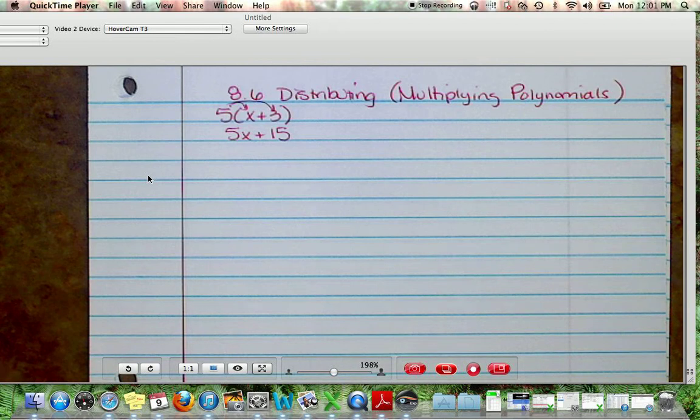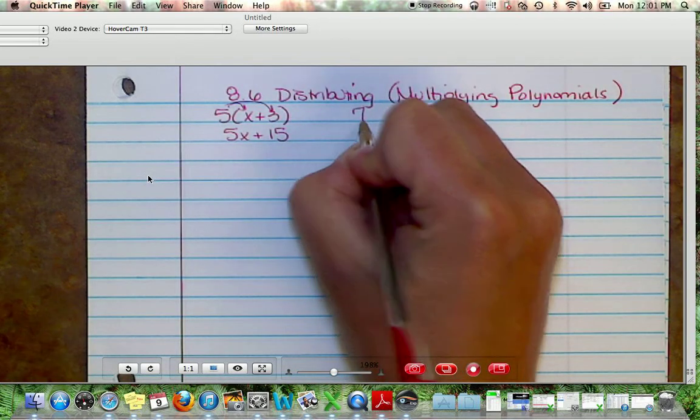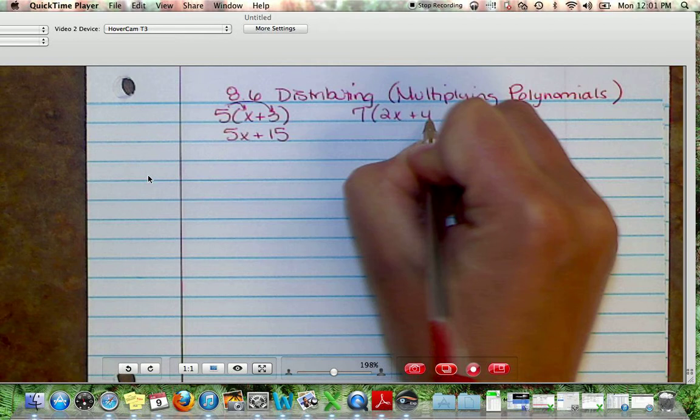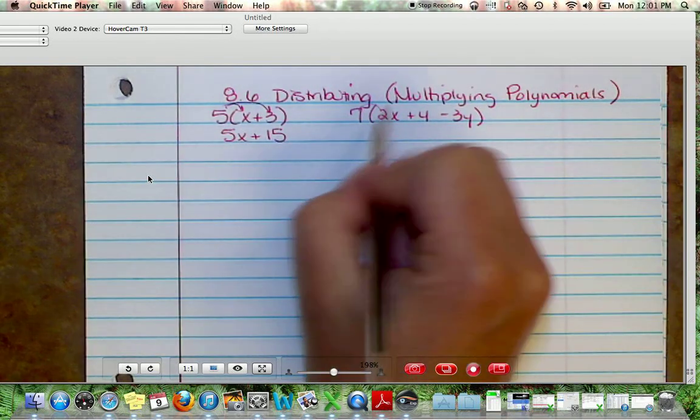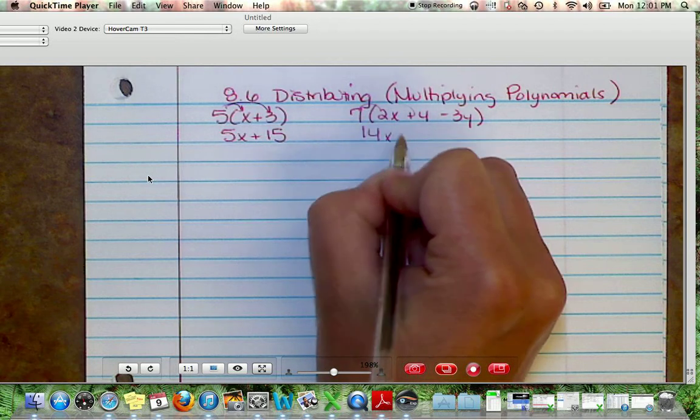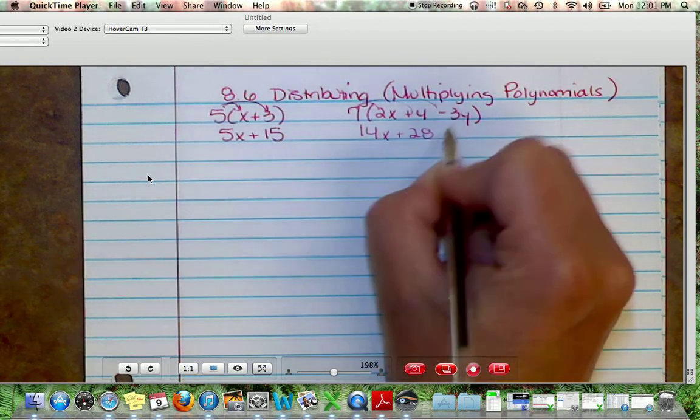And if there were multiple terms like this, 7 times 2x plus 4 minus 3y, then the 7 would get passed out to each of those. So this would give us 14x plus 28 minus 21y.